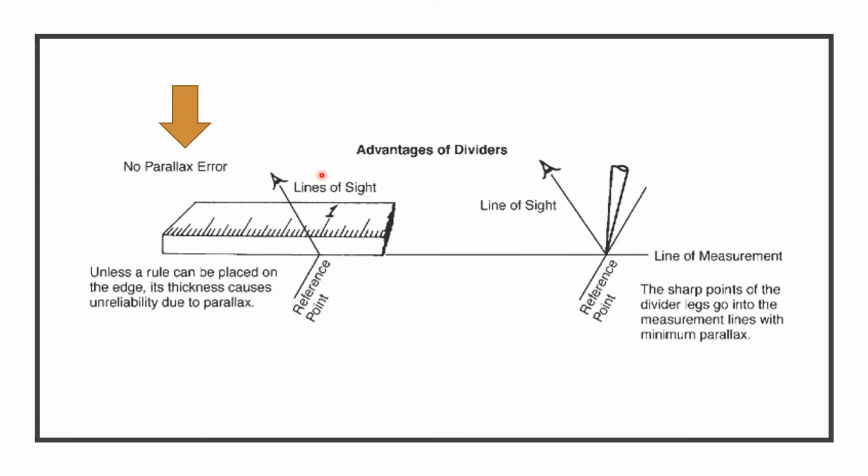One of the advantages of divider is that you don't have parallax error. Okay, the error that can happen when the operator or observer changes his or her position.